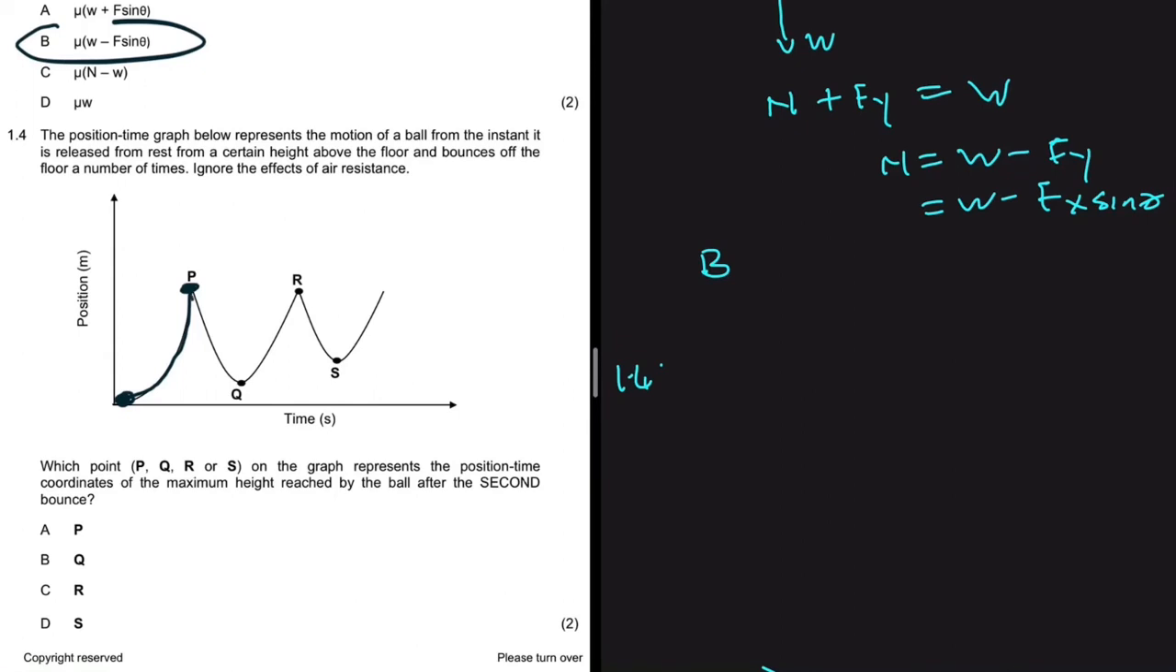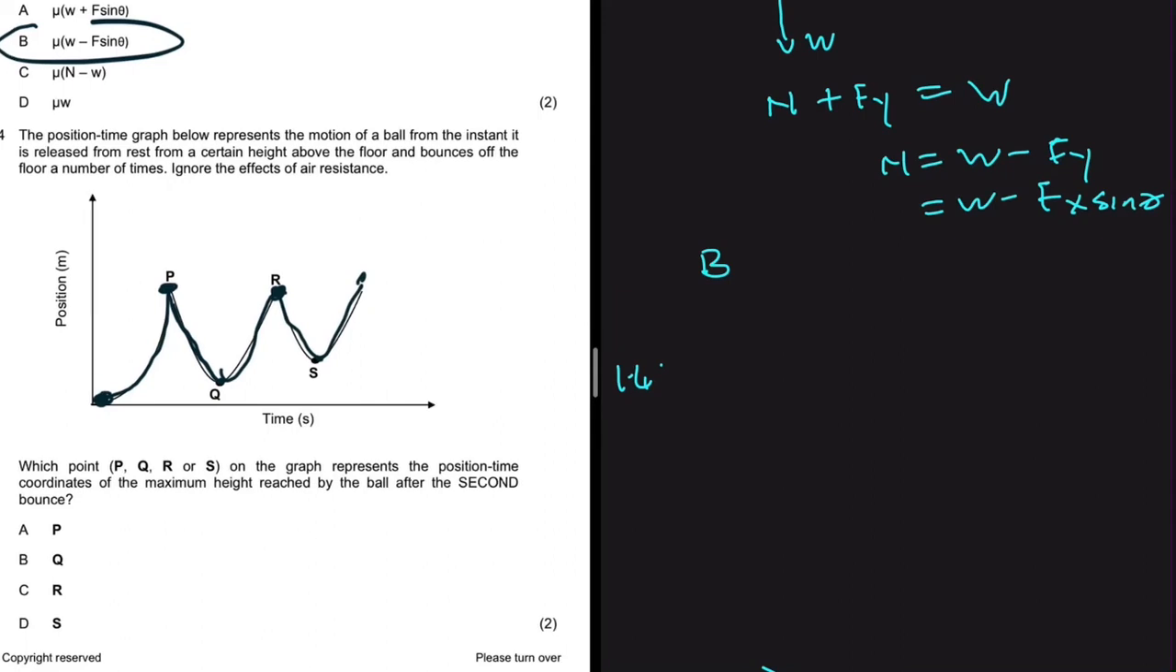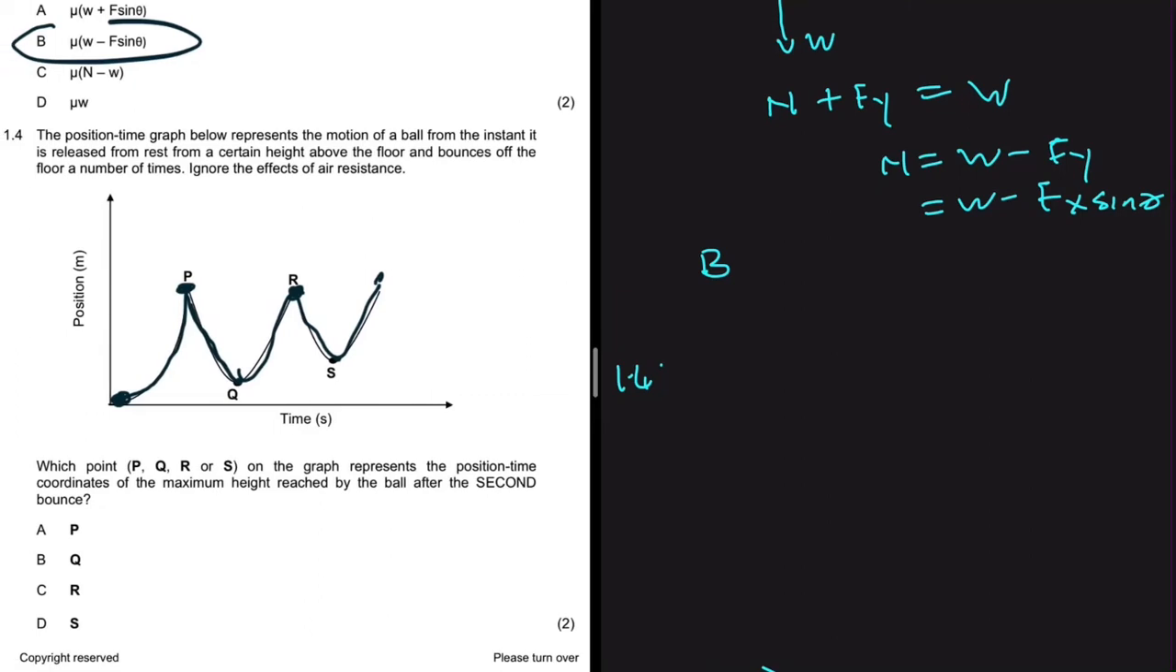And then it bounces off, reaches maximum height, goes down again, hits the ground, and then goes up, and then it goes down to the ground again. And then the question is saying which point P, Q, R, S on the graph represents the position time coordinates of the maximum height reached by the ball after the second bounce, right?